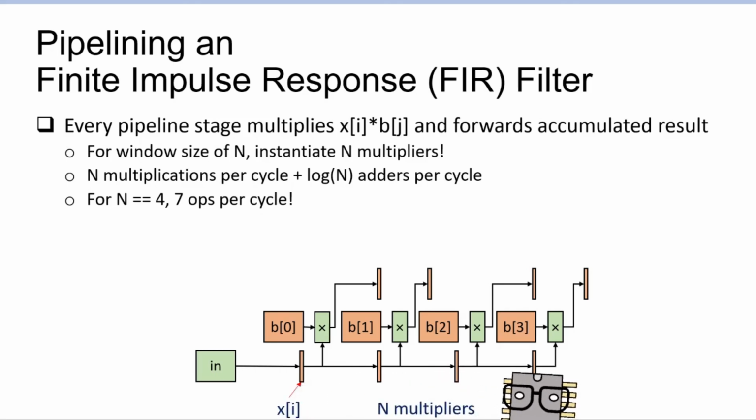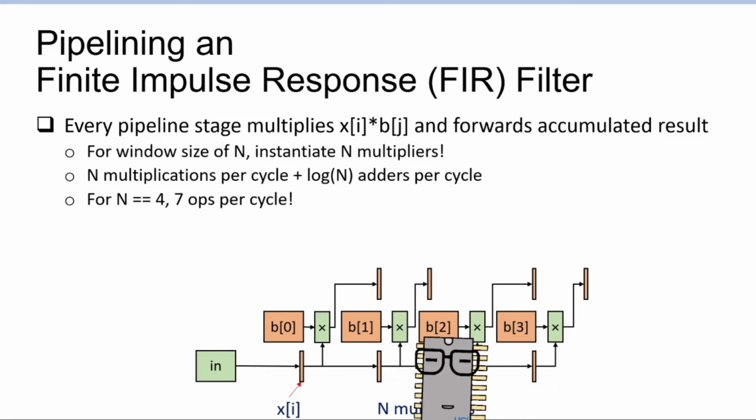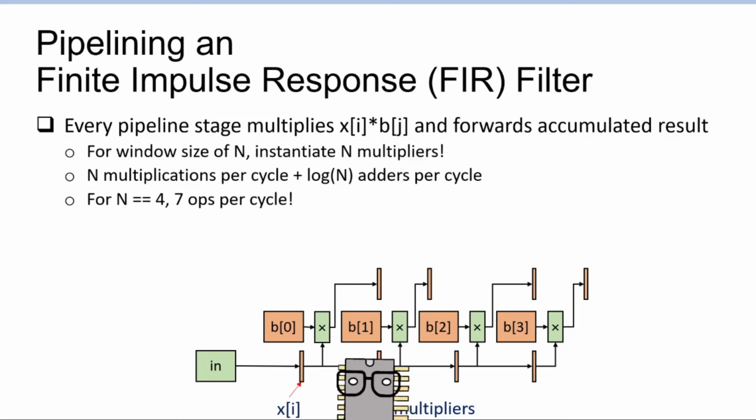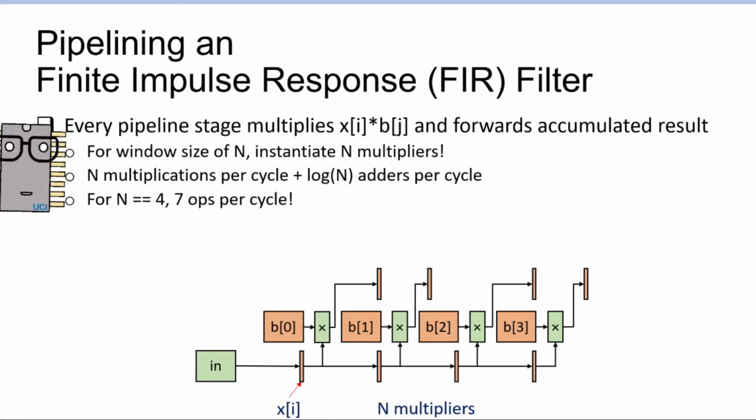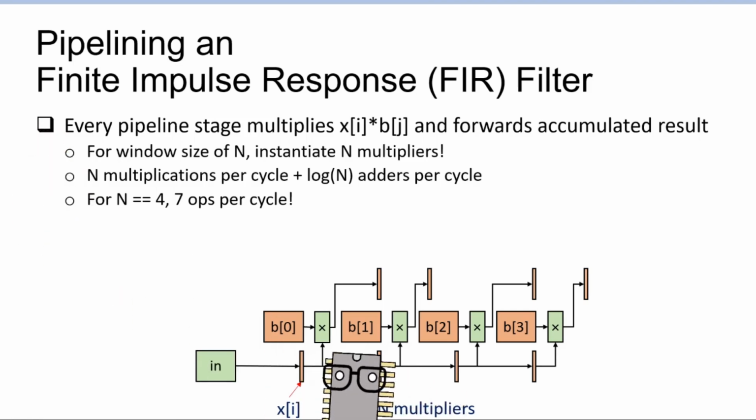So once all of these registers are filled, at any given cycle, these 4 multipliers all have work to do. This multiplier multiplies this value against this weight, this multiplier multiplies this value against this weight, and so on and so on. So for window size of n, we are instantiating n multipliers. For window size of 4, we're instantiating 4 multipliers.